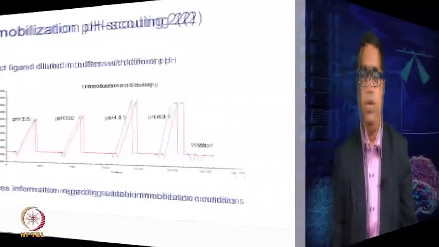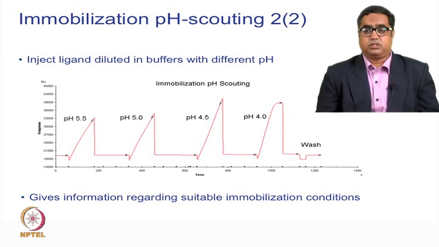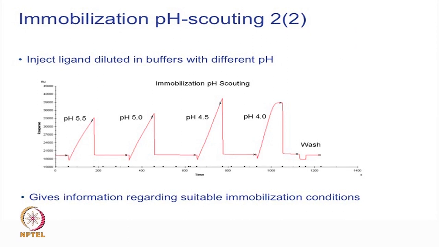Sometimes we are not aware of the PI, because the molecule is new and just recombinantly expressed, and we don't know its isoelectric point. In that case we go for an immobilization pH scouting, in which we dissolve the protein at different pH values, pass it over the surface of the chip, and see what responses come from the molecule. Wherever the pH is good enough for immobilization, we go ahead and immobilize in that range. In most cases, proteins are immobilized in 10 millimolar sodium acetate buffer, pH 4.5, but this is a general assumption.